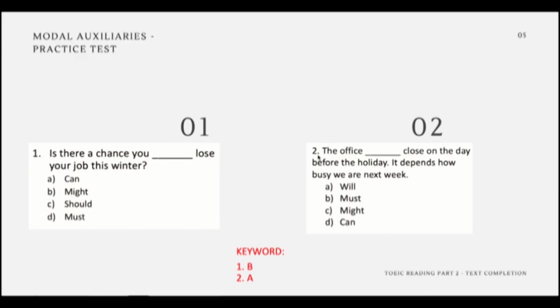And then number two, the office blank closed on the day before the holiday. It depends how busy we are next week. They're talking about the future. Next week is the condition over here. So what is your answer? Okay, the answer would be will, since it shows the future itself. Okay. Got it everyone? Do you understand?